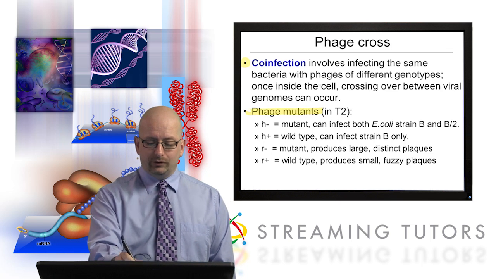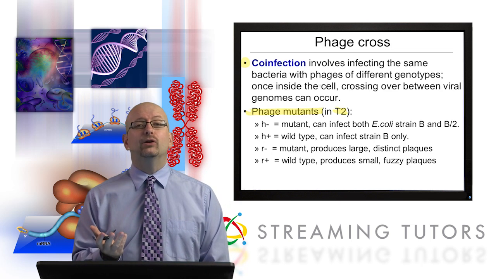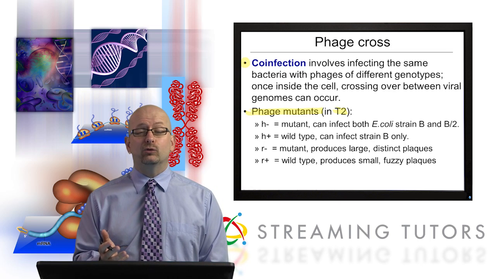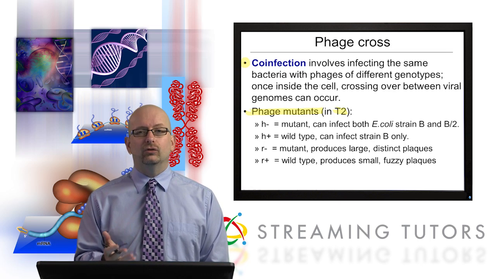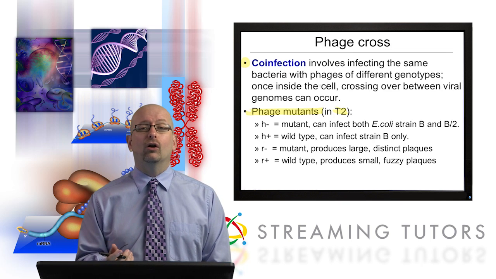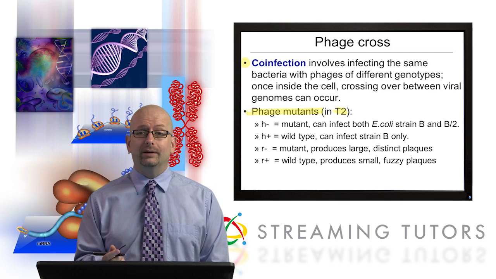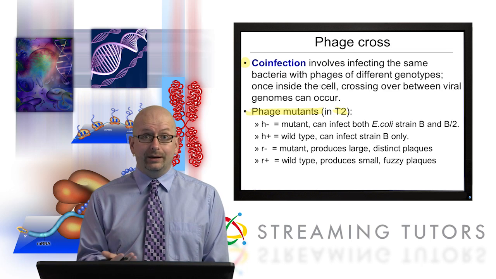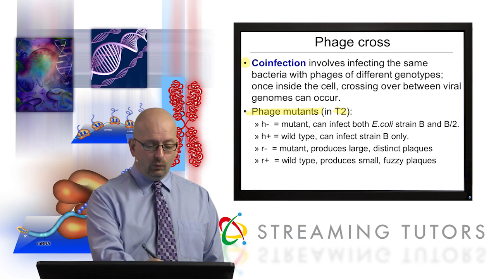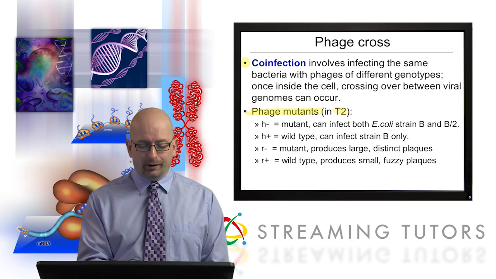Phage mutants. Bacteriophage T2 is a very famous one that a lot of work has been done with. The T-even phages, T2, T4, etc., are among the most widely studied. So here's a situation where we're going to look at two different loci, two genes of the virus. One's called H and one's called R.